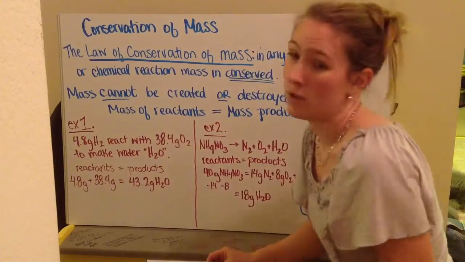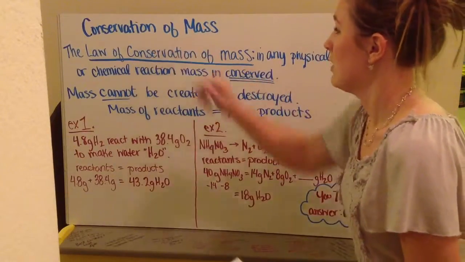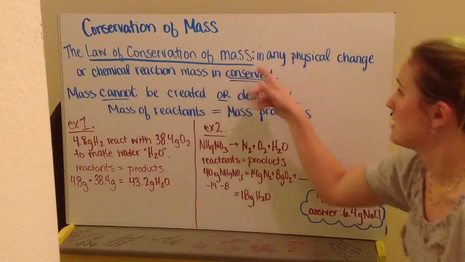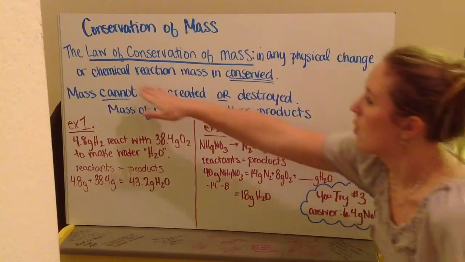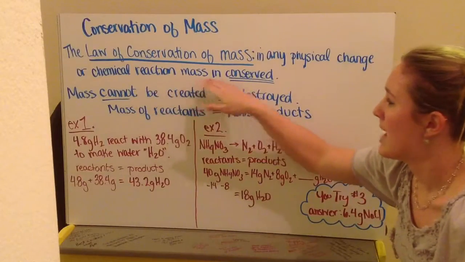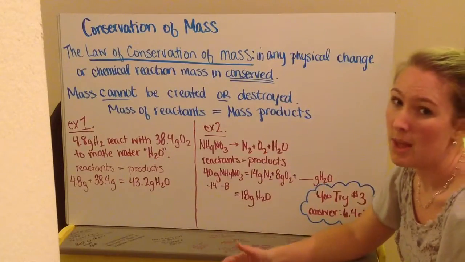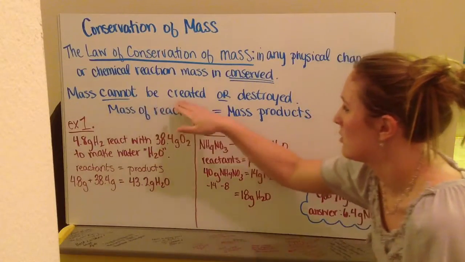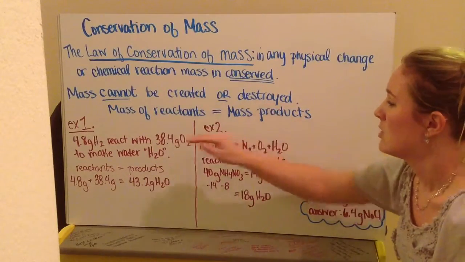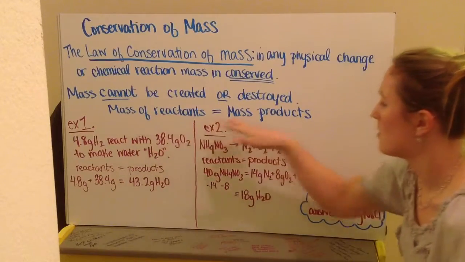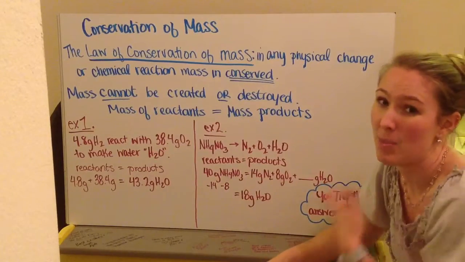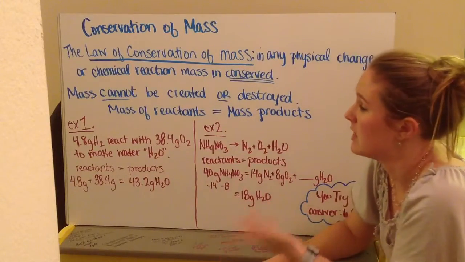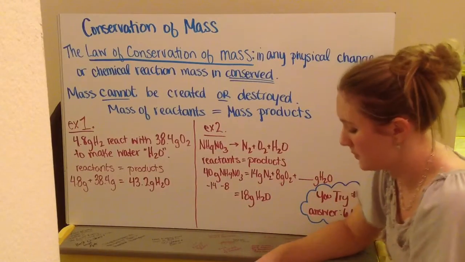So without further ado, we have the law of conservation of mass, which states that in any physical change or chemical reaction, mass is going to be conserved. Now what does it mean for mass to be conserved? Well, mass can neither be created nor destroyed. So the mass of the reactants has to equal the mass of the products. That means we can't just make up mass from anything we want to. We can't just create it for ourselves. It has to come from somewhere.